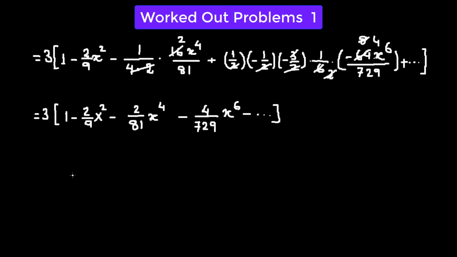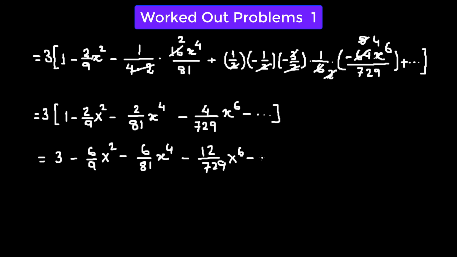Now we multiply 3 to each of the terms, and that would give us 3 times 1 is 3, minus 6 over 9 x squared, minus 6 over 81 x raised to the power 4, minus 12 over 729 x raised to the power of 6, plus the remaining terms. So we can divide both 6 and 9 by 3. So we have 3 times 2, 2 over 3. We can divide 6 and 81 by 3. So we have 6 divided by 3 is 2, and 81 divided by 3 is 27. 12 divided by 3 is 4.